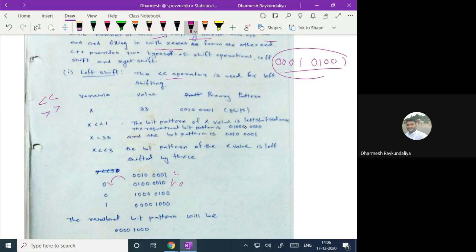So you can see that the left shift operator is used for left shifting. x equal to 33. So by using this you can convert your decimal number into the binary pattern, and you will get this. Now x left shift 1 means the bit pattern of x value is left shifted by 1.